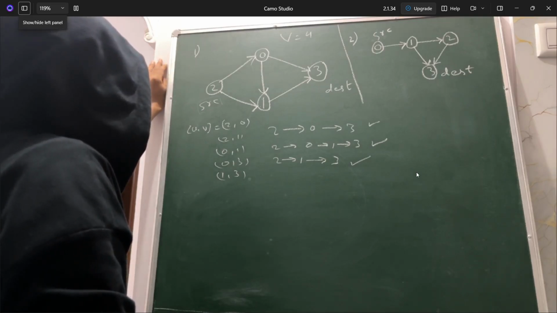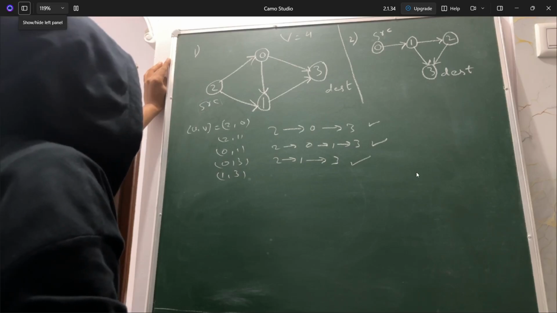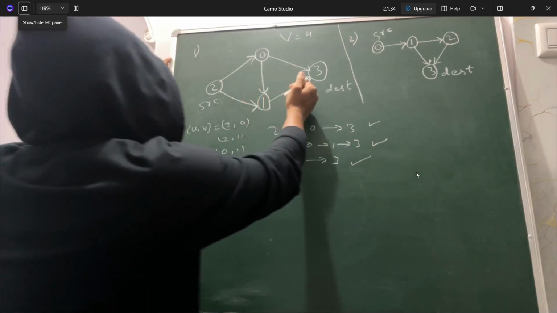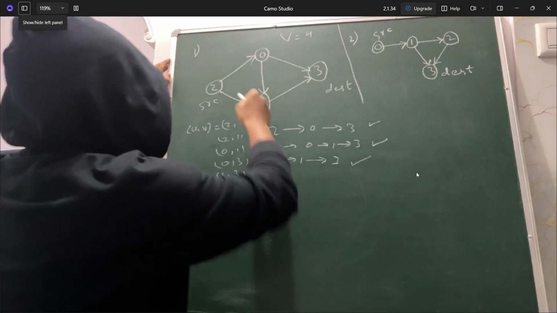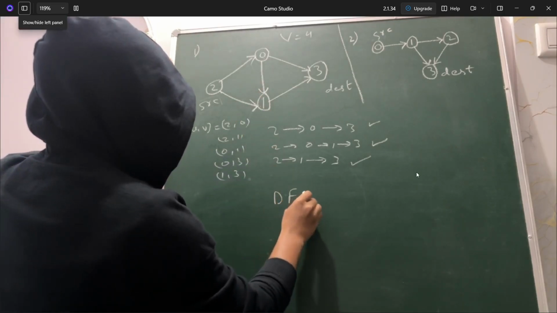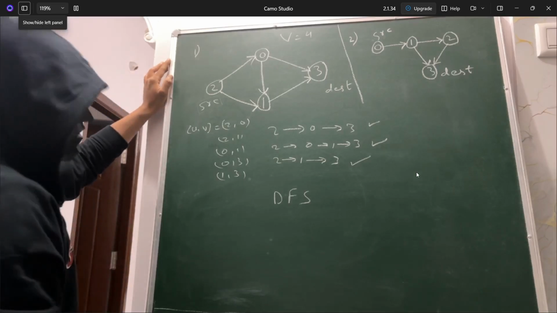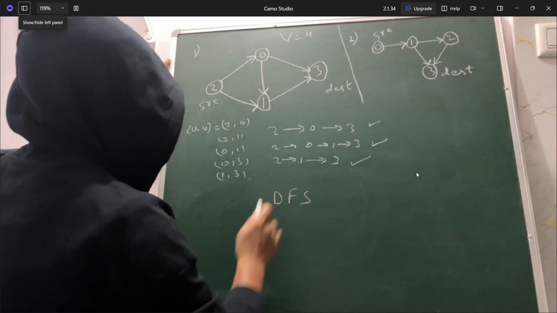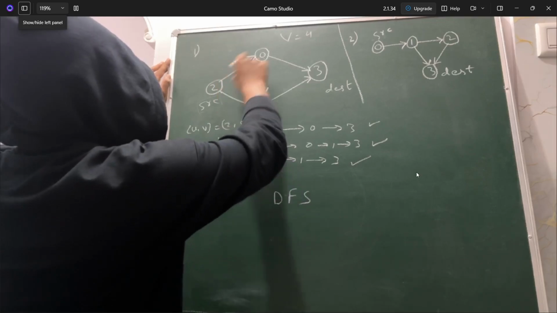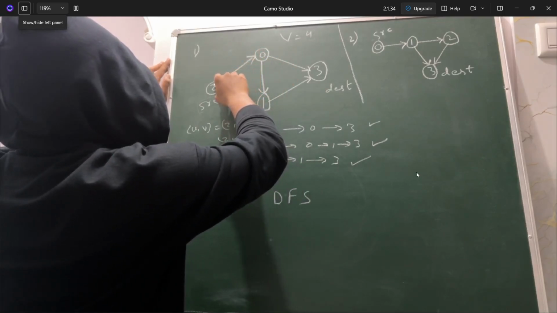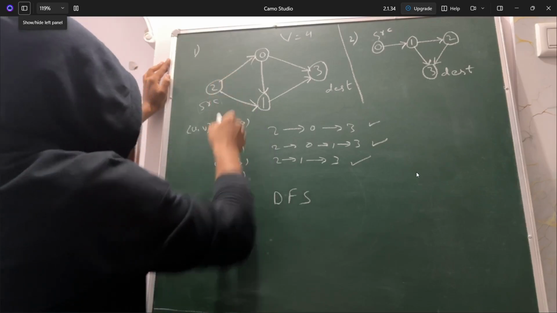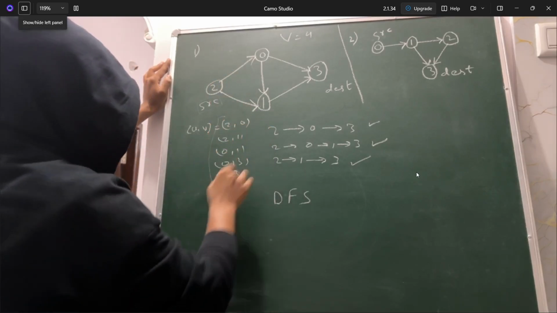So 3 paths we can find here, 3 distinct paths. So how can we solve this? We can solve it this way. What we'll do is a DFS traversal. Why DFS traversal? We can do BFS as well, but let's follow DFS, depth first search. From 2, first we'll convert these edges to an adjacency list.